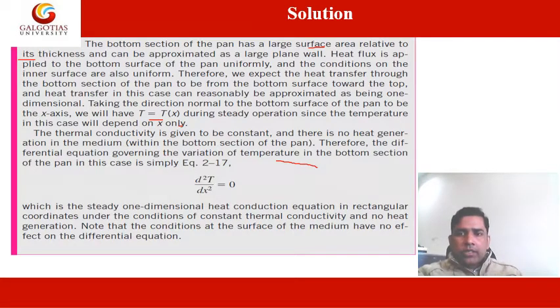as we can see, the differential equation governing the variation of temperature in the bottom section of the pan in this case can be simplified as del 2T over del x square equal to 0. That is also called the Laplace equation, which is the steady one-dimensional heat conduction equation in rectangular coordinates under the condition of constant thermal conductivity and no heat generation. We can solve this problem by simply integrating this equation.